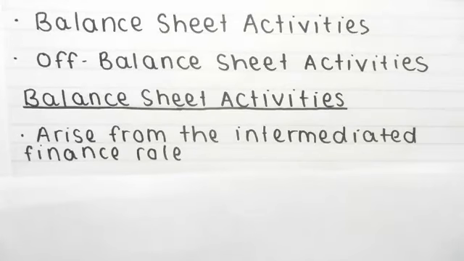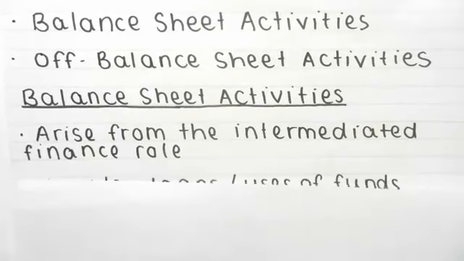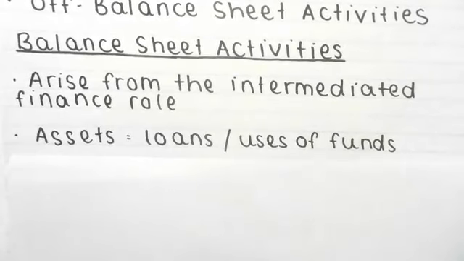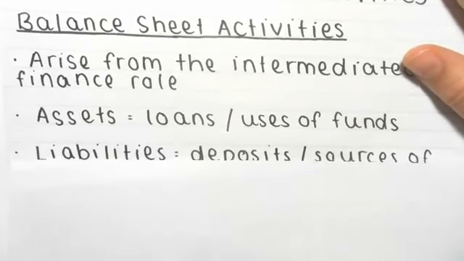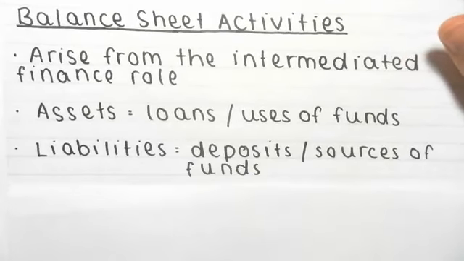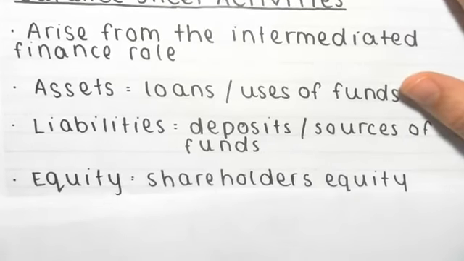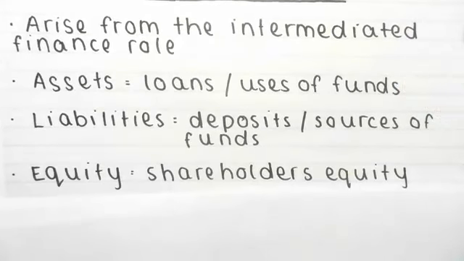So remember that intermediated finance involves the creation of two financial assets between the supplier of funds and the users of funds, and the commercial bank acts as that intermediary, creating both the financial instruments. So basically the assets of a commercial bank are the loans or uses of funds. The liabilities are the deposits and one source of funds, and equity is the shareholders' equity, which is another source of funds.